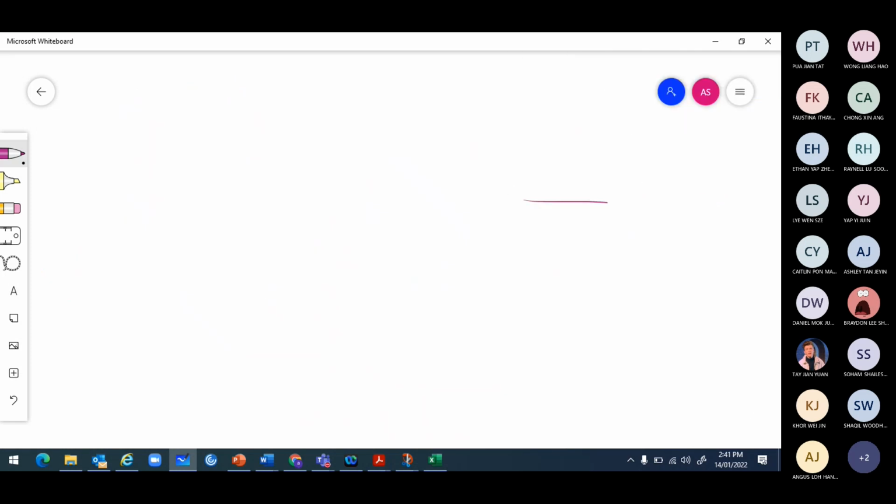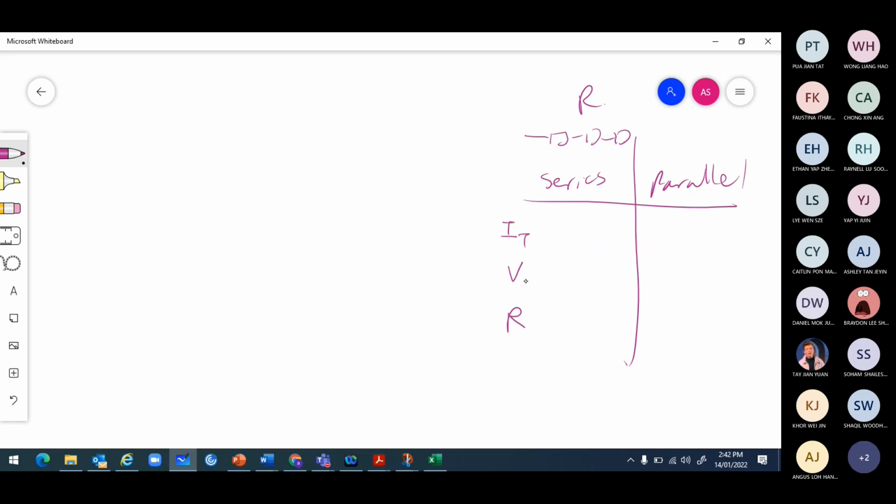Last time, remember, for resistors in series and parallel, what's the equation? If resistors are connected in series, you get the formula for how the current, the voltage, and the resistance change. I mean the total current, total voltage, and total resistance linked to resistances 1, 2, and 3.